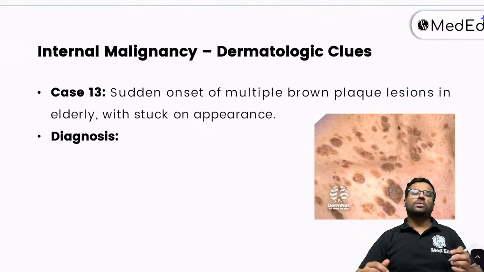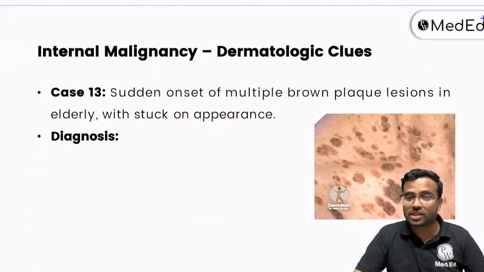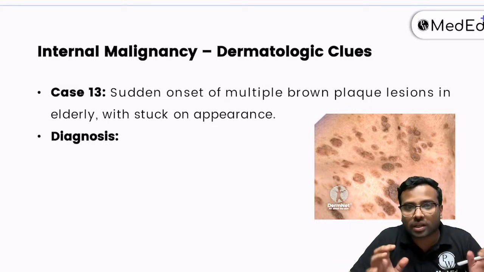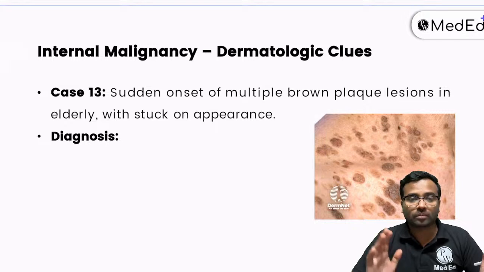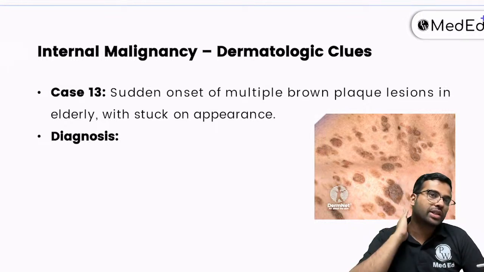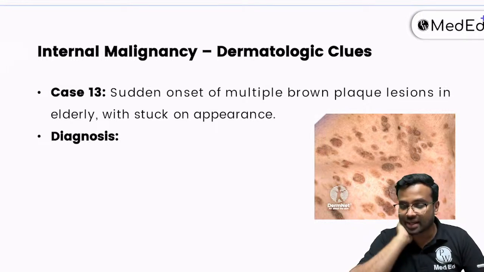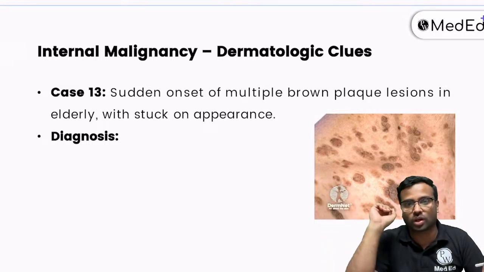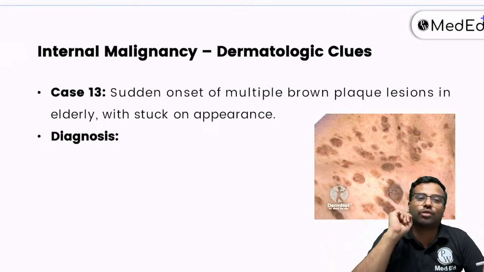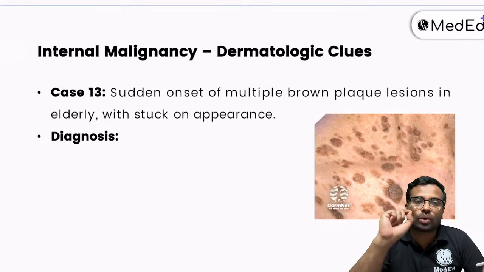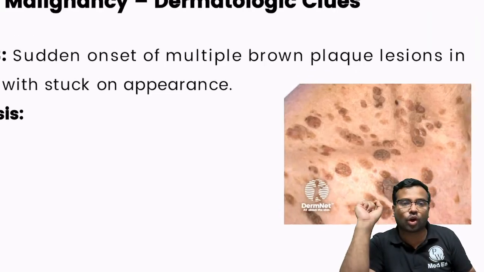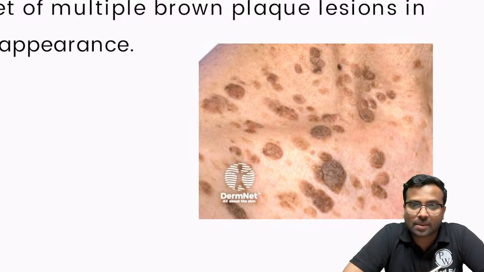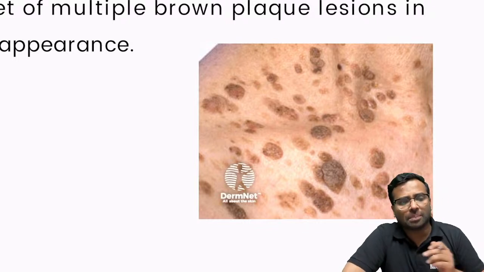You know that sometimes some signs that you can see over the skin can be a marker of internal malignancy. Like today I told you that if a patient is having acanthosis nigricans, then it is rarely associated with malignancy like the GI adenocarcinoma. Similarly, if you find a patient who is having a sudden onset of multiple brown plaque lesions like this.